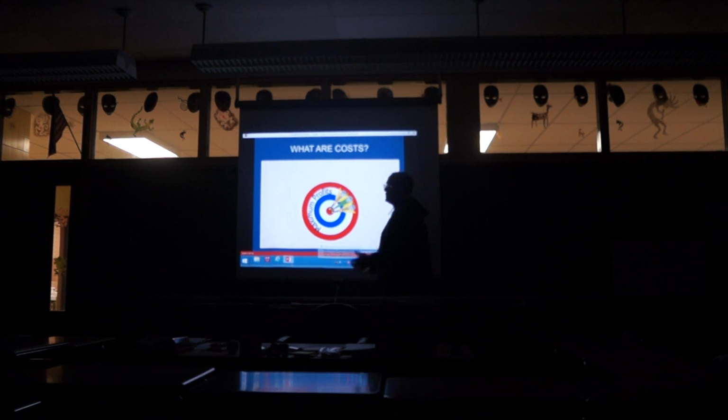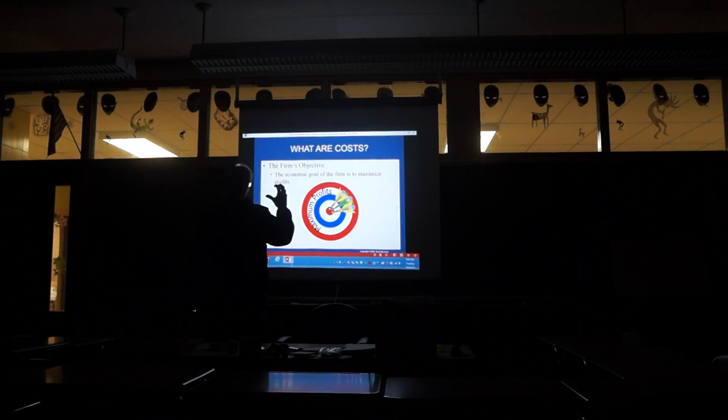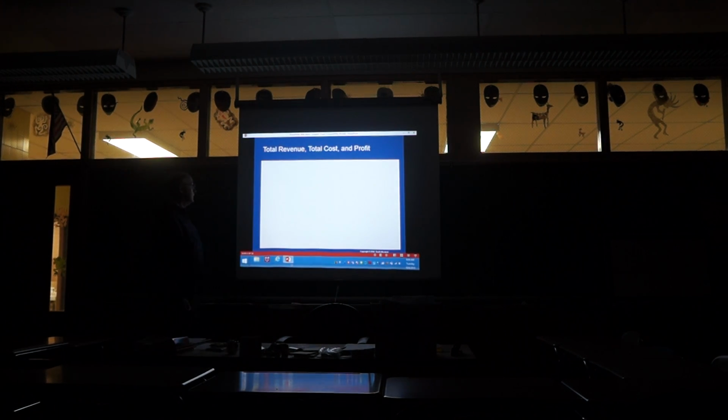So, what are costs? Well, we'll start out with total revenue. Total revenue is price times quantity. When you're looking at profits, profits are total revenue minus cost. And in any firm, the number one job is to maximize profits. So there's the total revenue, and total cost is the market value of the inputs a firm uses in production. A firm has two types of costs.